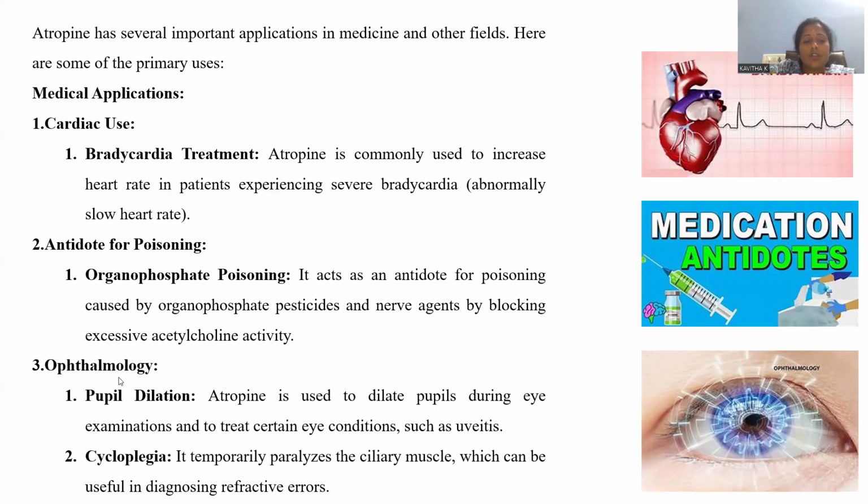Ophthalmology. So what does ophthalmology indicate? Whenever people are suffering with eye-related disorders, in that condition we have to go for the usage of this atropine. How can we utilize it? Let's see. Pupil dilation. Pupil means the part present inside the eye, the circle, the ball that we are observing. That is called a pupil.